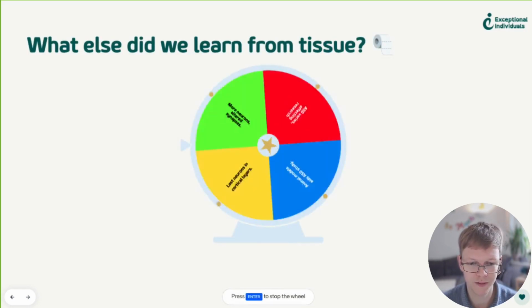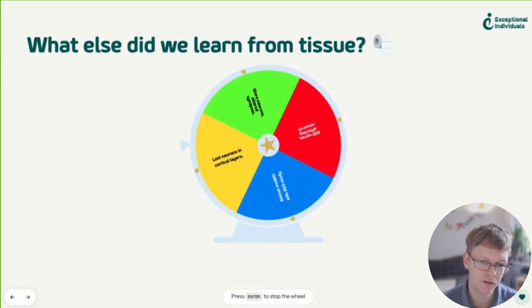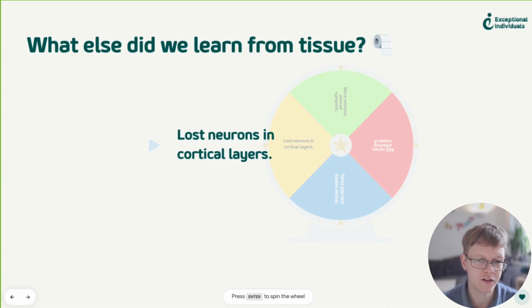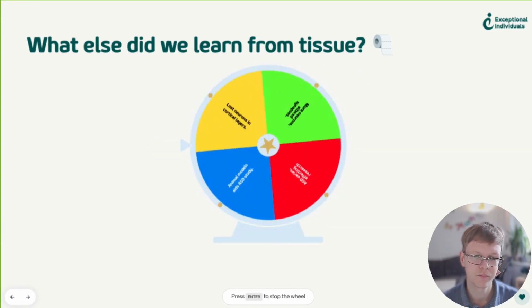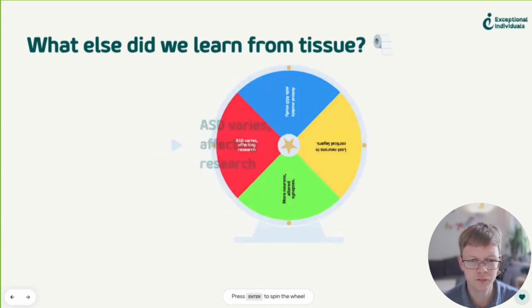Oh, what other things have we learned? Come on, spinny wheel. Lost neurons in cortical layers. Oh, we also learned that sometimes they can just disappear. Let's have another look. I have to use the spinny wheel because the text is small.